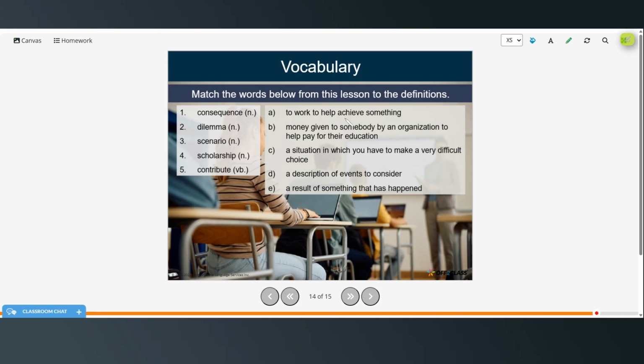So to work to help achieve something would be to contribute. Money given to somebody by an organization to help pay for their education is a scholarship. A situation in which you have to make a very difficult choice, that is a dilemma. A description of events to consider is a scenario. And the result of something that has happened is a consequence.